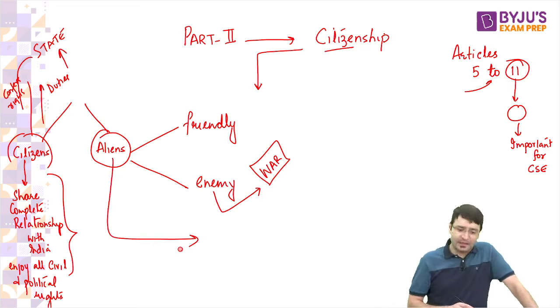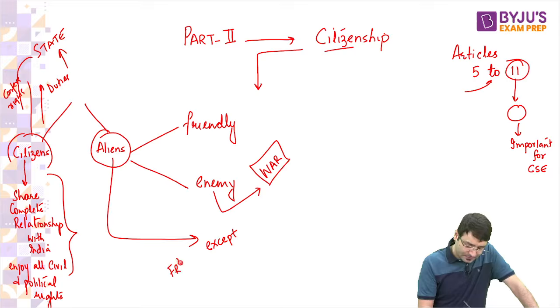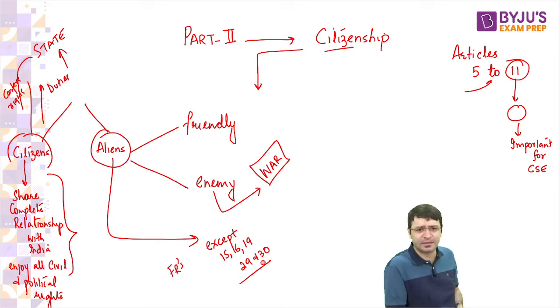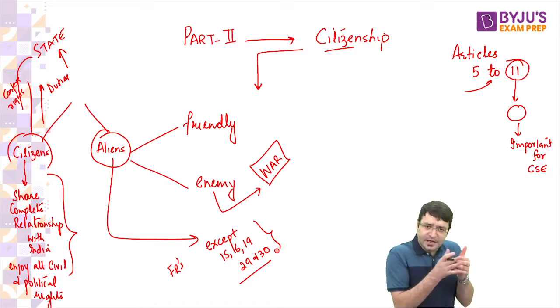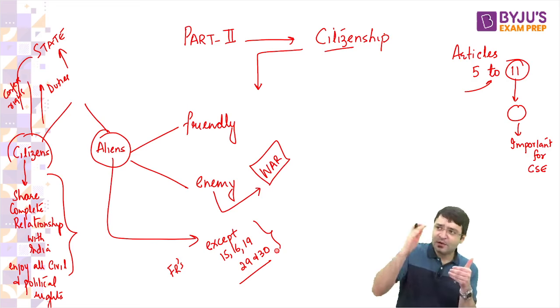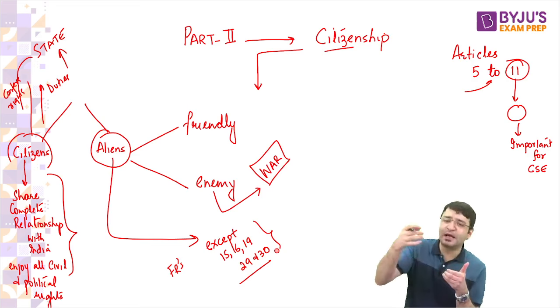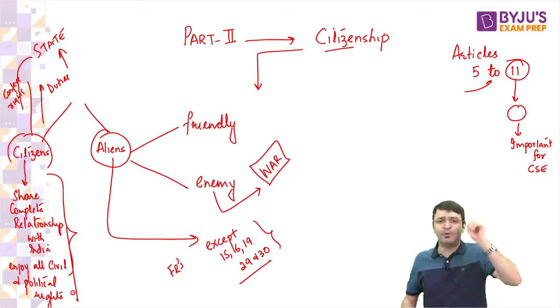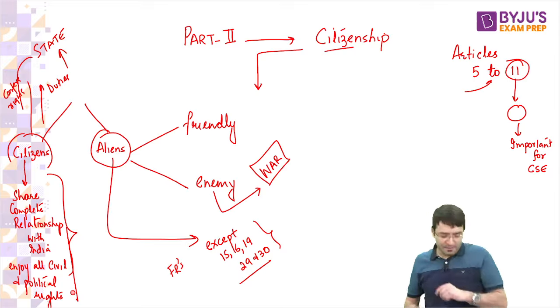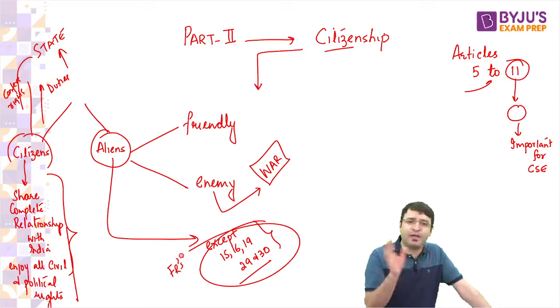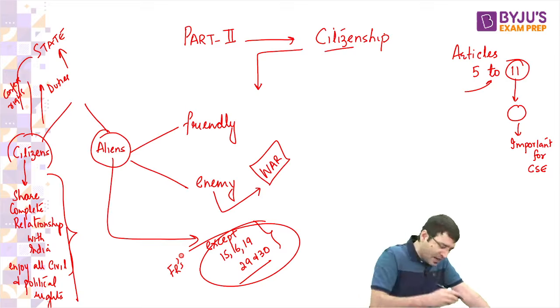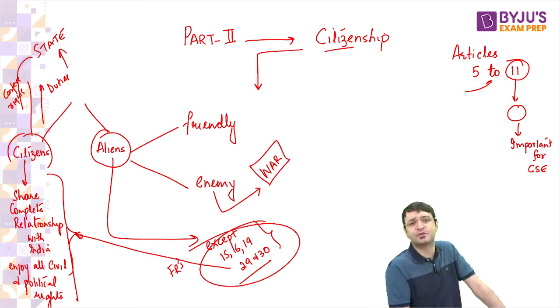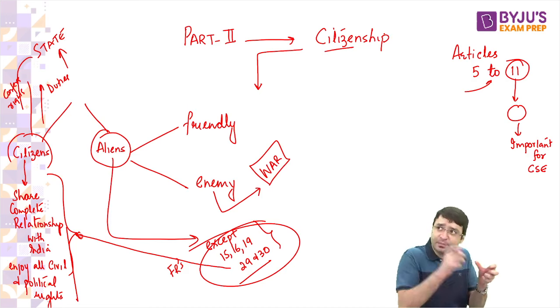Aliens also enjoy fundamental rights, except Article 15, 16, 19, 29 and 30. We will discuss in the Fundamental Rights chapter which are these fundamental rights: 15, 16, 19, 29, 30. But briefly here, citizens share a symbiotic relationship with the state, where the state confers rights on the citizens and citizens in turn have duties towards the state. And these citizens are given all civil and political rights. That means all fundamental rights are available to citizens. Fundamental rights are available to aliens as well, but except these five. Apart from that, all fundamental rights are available to aliens. But these five fundamental rights are exclusively available to the citizens of India. So citizens share a complete relationship with the state.